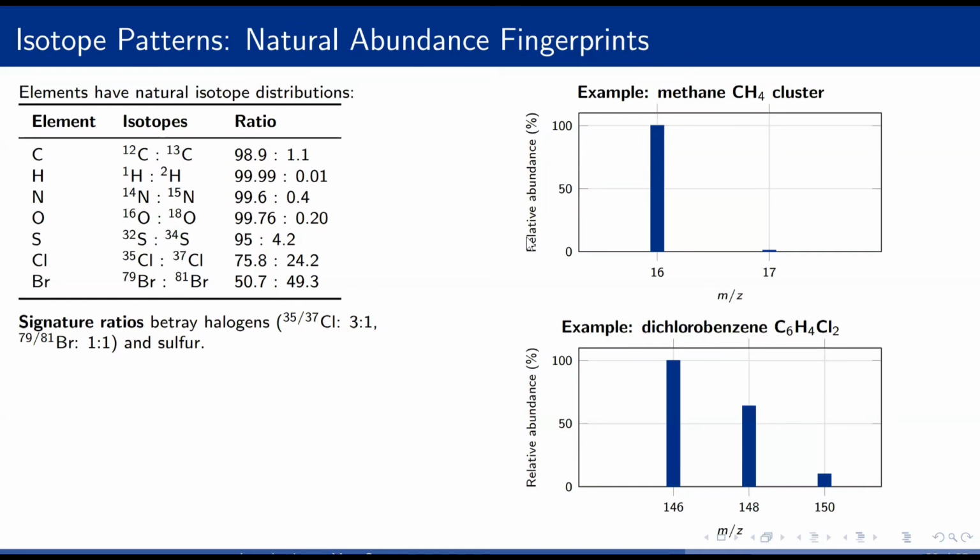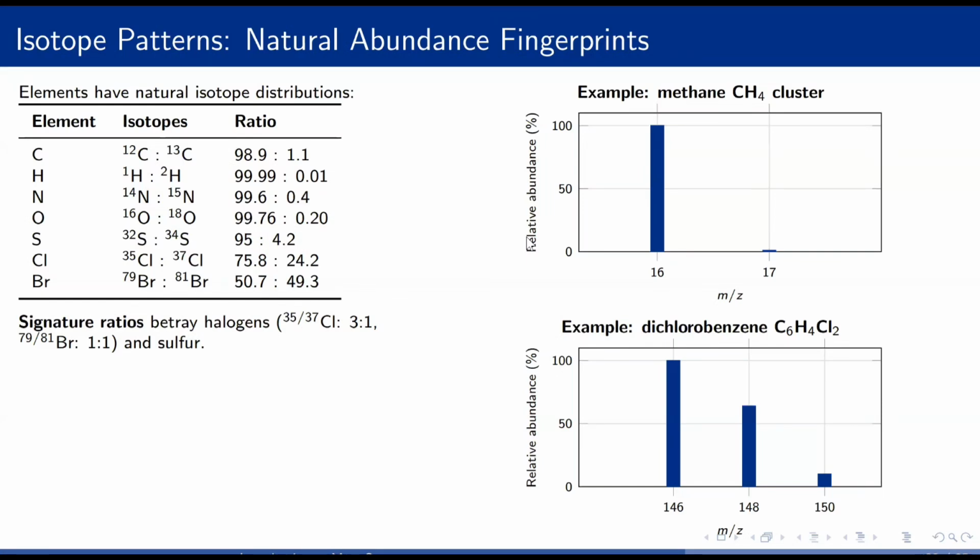Chlorine is 3 to 1 chlorine 35 and chlorine 37. So for every chlorine-containing ion, you see a peak 2 Daltons higher at 33% of the main. If you see 2 chlorine atoms, you get a 3-peak pattern in ratio 9:6:1. That's just the binomial expansion of the 3:1 ratio.